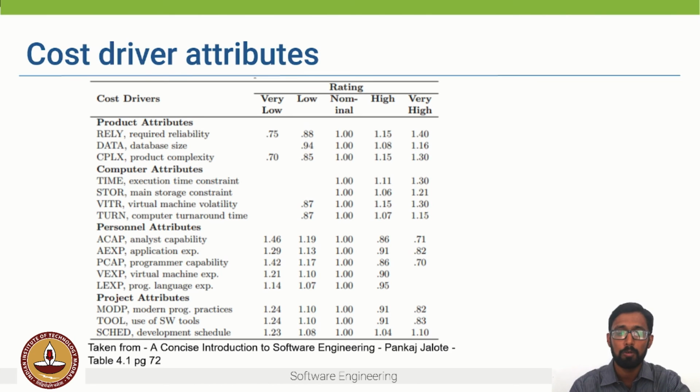So in the COCOMO model, after determining this initial estimate, some other factors are added in order to obtain the final estimate. And these factors are known as cost drivers, right? This table shows 15 such cost drivers, and these attributes like the product, computer attributes, personnel attributes, these are similar to what we discussed earlier, right? Like software reliability. If the reliability required is very high, then we have a higher cost driver compared to when it is very low.